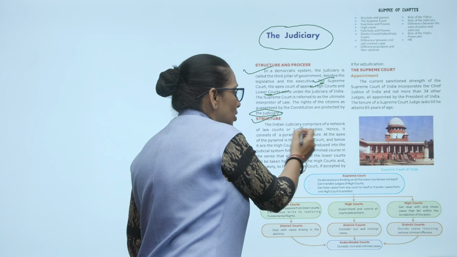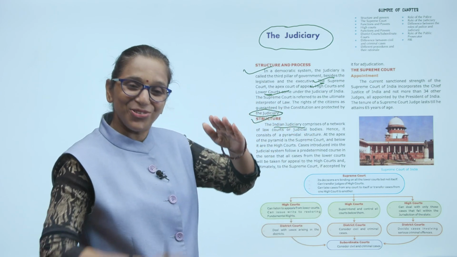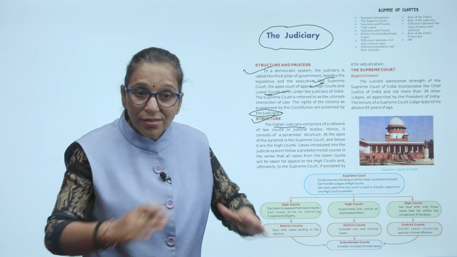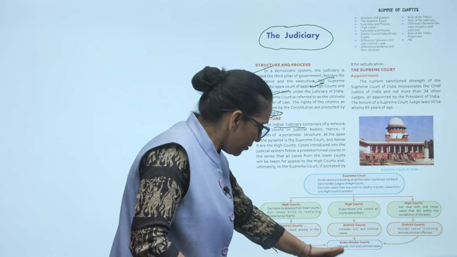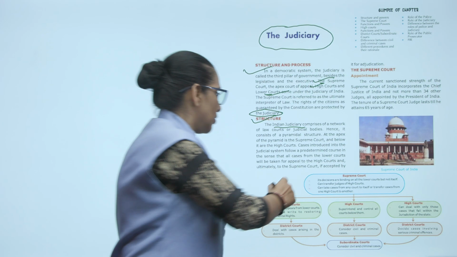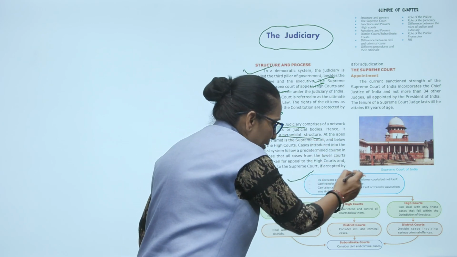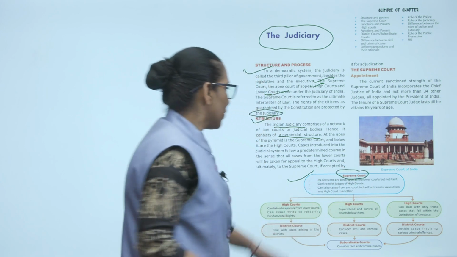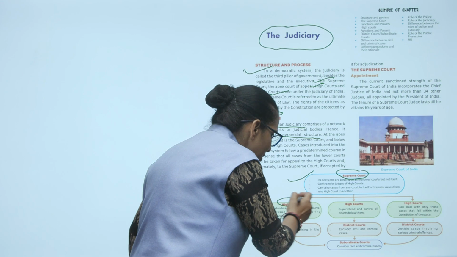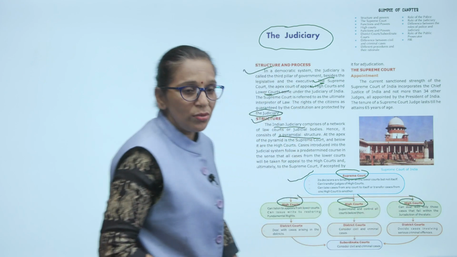The Indian judiciary comprises a network of lower courts or judicial bodies. Hence, it consists of a pyramidal structure. You can say this pyramid, okay. At the apex of the pyramid is the Supreme Court. So in the pyramidal structure, at the top there is the Supreme Court. And then below you can see the High Court. High courts are present in the different states. States have their own high courts.